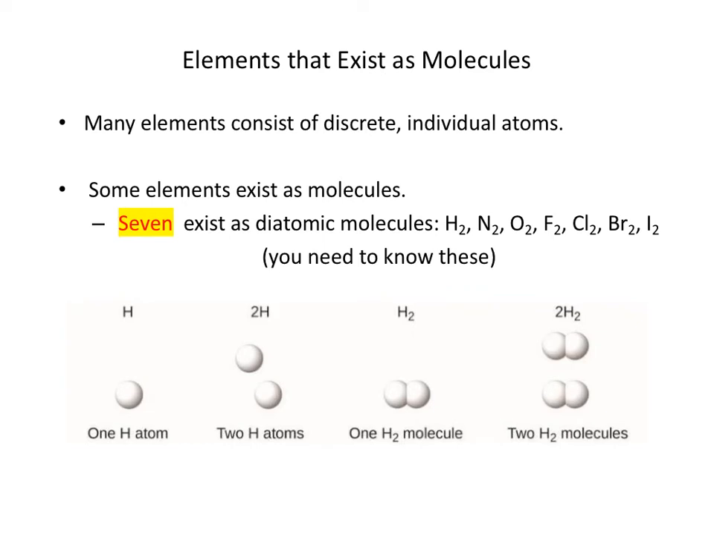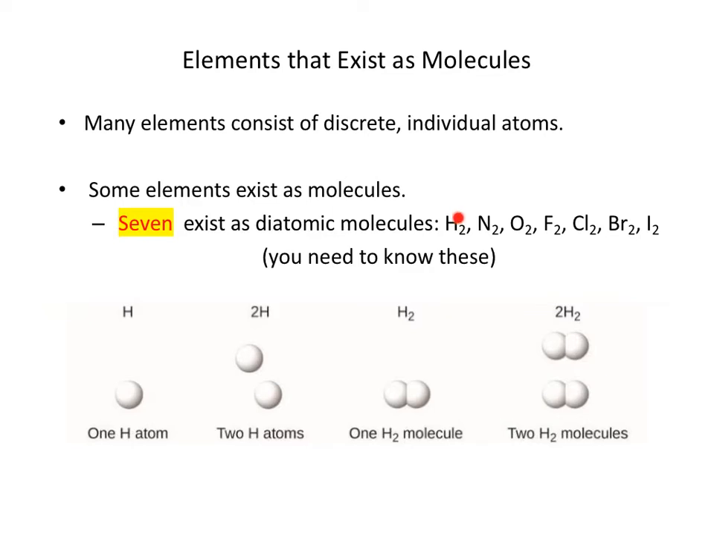Now, if we go back to thinking about elements, many elements do exist as discrete individual atoms. But some elements actually exist as molecules. And so there are 7 that exist as diatomic molecules that we actually need to know because they're so important. They come up so often in chemistry.